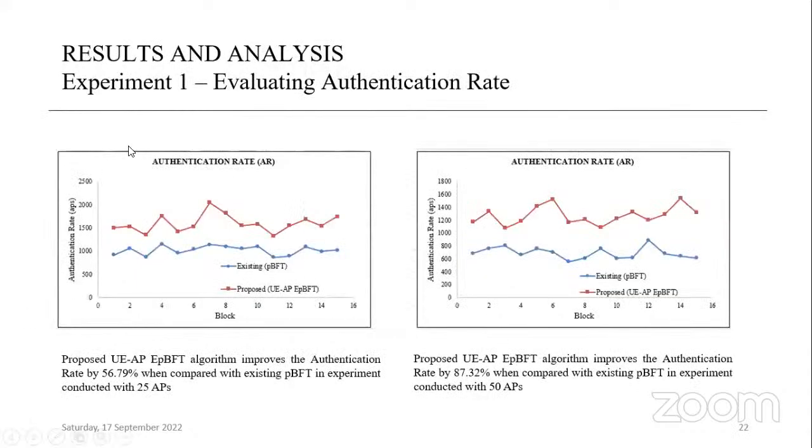These are the results. First, the authentication rate is compared. Here, the red color indicates the proposed work and blue color indicates the existing work. And the first graph is for 25 access point and second is for 50 access point. It clearly shows an improvement by a percentage of 56.79 when compared with the existing work.